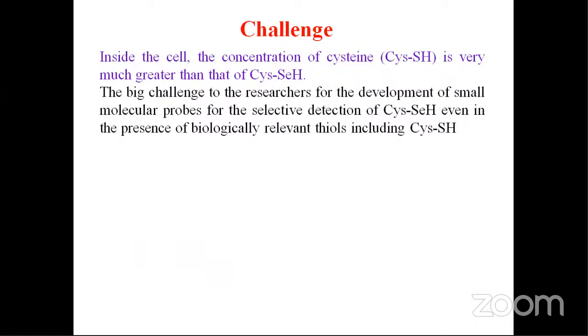The next challenge is, as I said, that inside the cell the concentration of cysteine is much higher compared to selenocysteine. Selenocysteine is at a very low concentration, approximately 13 to 16 milligrams in the entire body. It is very difficult to detect selenocysteine in the presence of other biomolecules. So it is a very big challenge for researchers to develop small molecular probes for the selective detection of selenocysteine, even in the presence of other biological species.